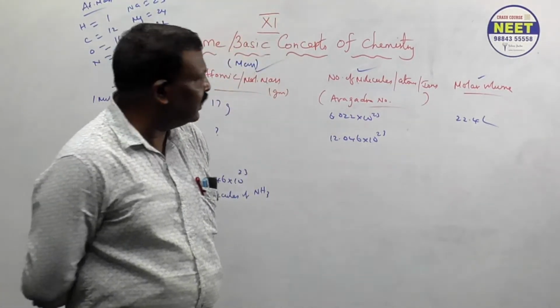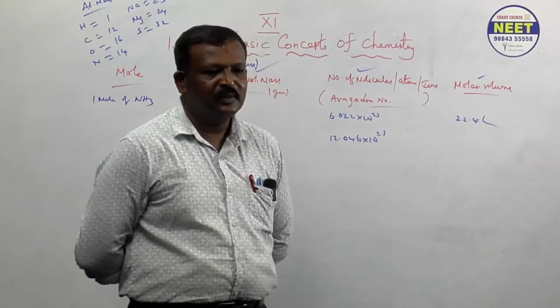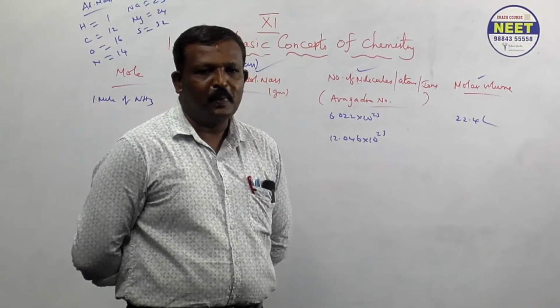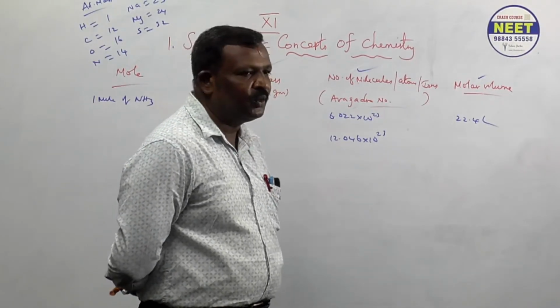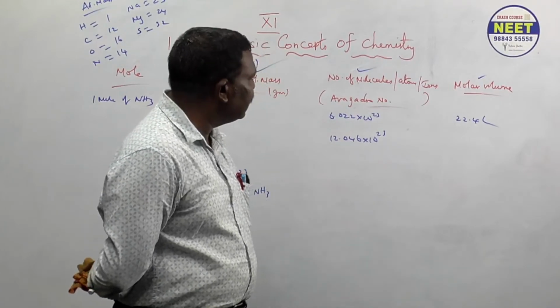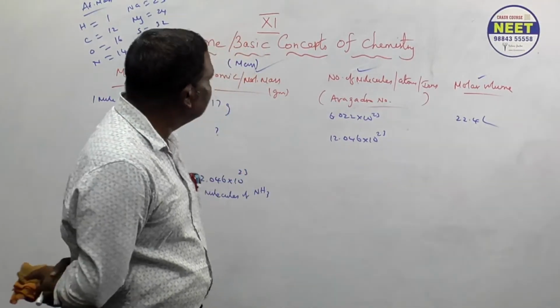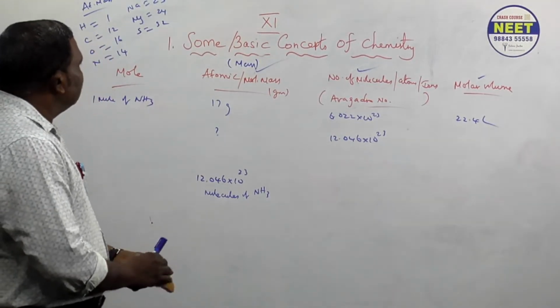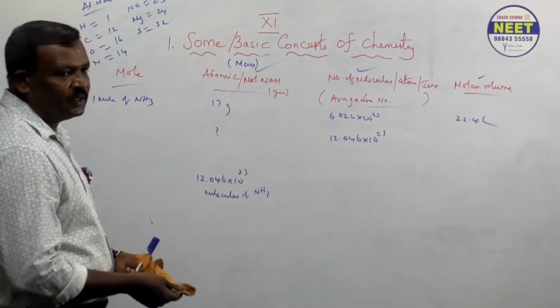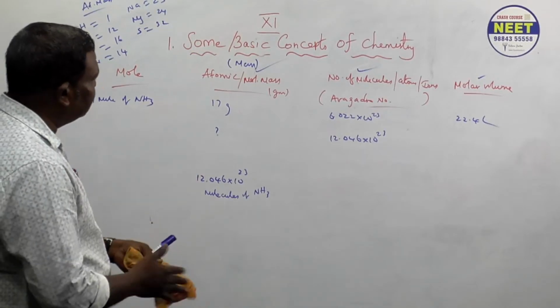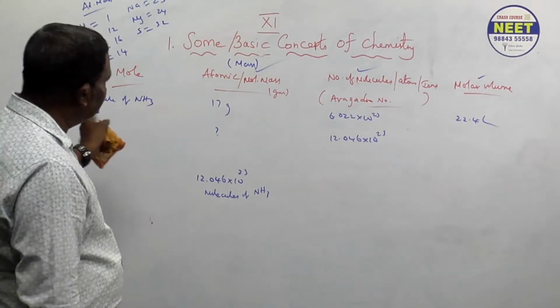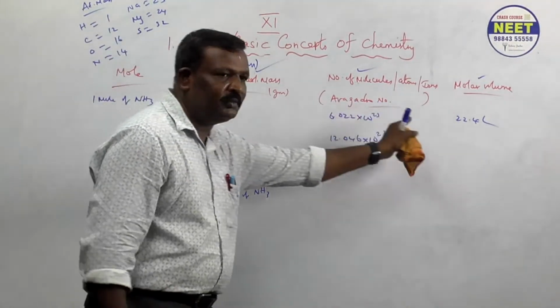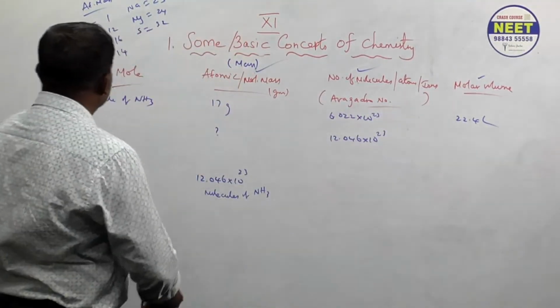Very basic. The lesson name is called basic concept. If you are a chemistry student, you must know mole, Avogadro number, and molar volume. These are all very basic things. So based upon this, any question means you can find out for 1 mole. If you know that, we can find the other thing.